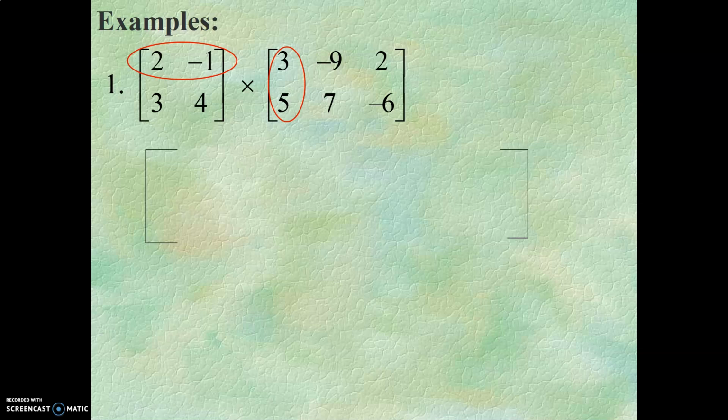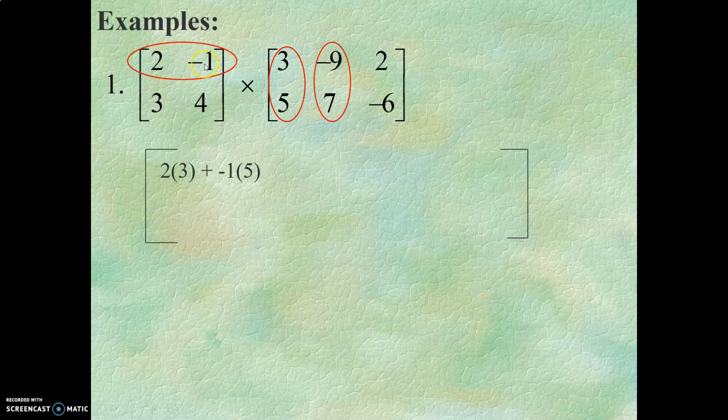And when I say rows of the first times the columns of the second, you're going to pair up numbers. So this first element in the first row, 2, is going to pair up with 3, and you multiply. And then this -1 is going to pair up with 5, and you multiply those, and then you add the two different products together. And you basically repeat that pattern for every possible combination.